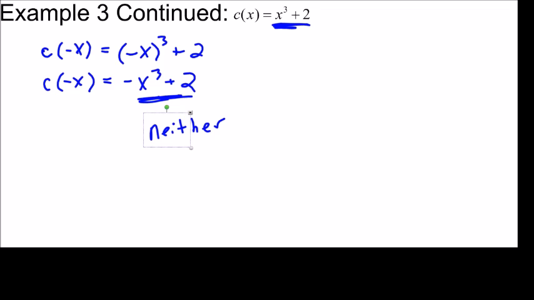symmetry through the origin. So please remember, even and odd functions, they have nothing to do with whether the degrees are even or odd, but it's all about symmetry. Even functions have symmetry through the y-axis, and odd functions have symmetry through the origin.